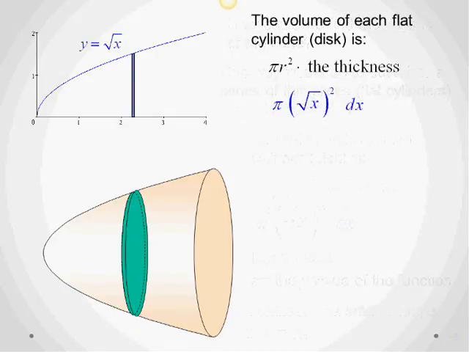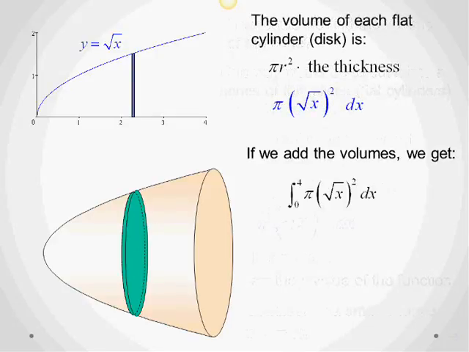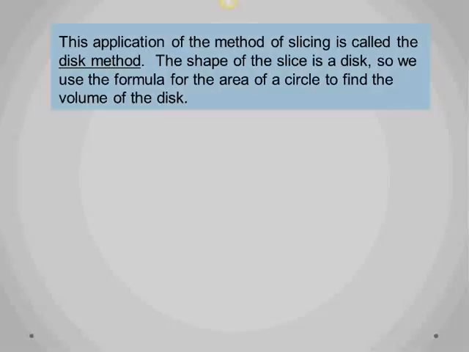So what we're going to do is integrate over 0 to 4, the length of the function over that interval, of pi times the square root of x squared dx, which is just the same as pi x dx when it's simplified. So your antiderivative is pi over 2 x squared. When I put 4 in, I'll get 8 pi. When I put 0 in, I'll get 0. And so I get an answer of 8 pi. So that is the volume of that nose cone.